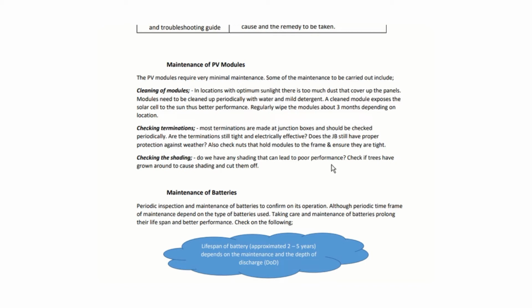And we normally mount our solar panels on frames, whether we put them on a rooftop or on a shed. They are normally bolted on that frame. So you also need to check whether those bolts are still intact, still firm, so that the panels are safe as they are on the structure. Another important thing to check when you're doing maintenance is shading. Do you have any shading around?